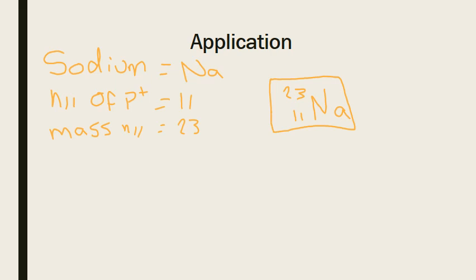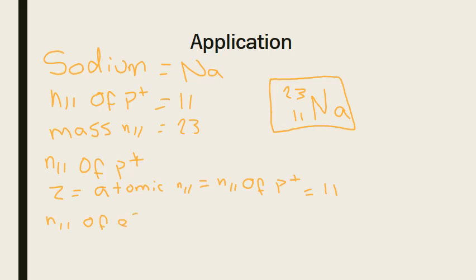Now, to find the number of protons, remember we always write Z equals atomic number, which equals number of protons, which equals 11. To find the number of electrons, we write: in a neutral atom, number of protons equals number of electrons. So therefore this also equals 11.